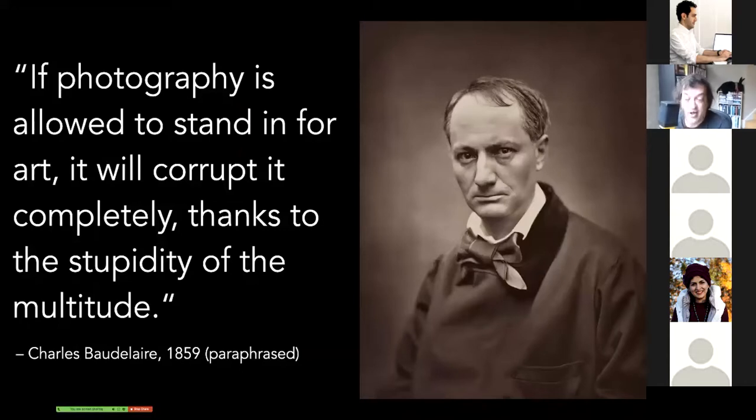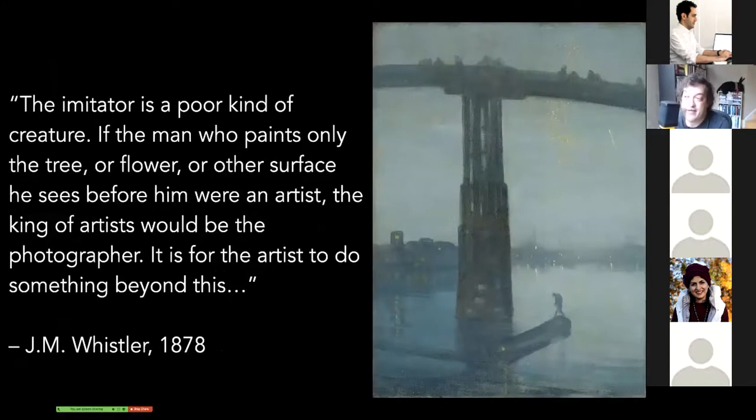The artists themselves then were really faced by this challenge, though. If a machine can make these realistic pictures, then what does the artist do? And so Whistler wrote, "The imitator is a poor kind of creature. If the man who paints only the tree or flower or other surface he sees before him were an artist, the king of artists would be the photographer. It is for the artist to do something beyond this."